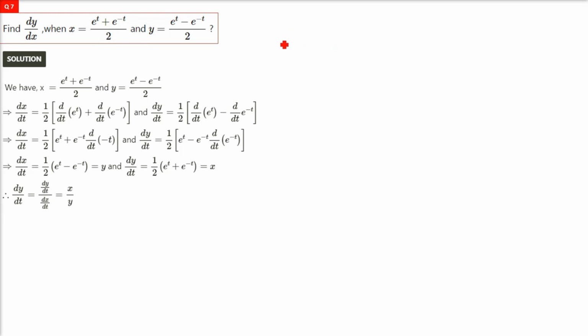Let us first differentiate. x is (e to the power t plus e to the power minus t) divided by 2. This is x. And y is (e to the power t minus e to the power minus t) divided by 2. Okay. So dx by dt, half we'll take care of later. e to the power t is e to the power t, differentiation of t will be 1. e to the power minus t, differentiation of minus t will be minus 1. So you will get (e to the power t minus e to the power minus t) divided by 2 because the 2 is already there.